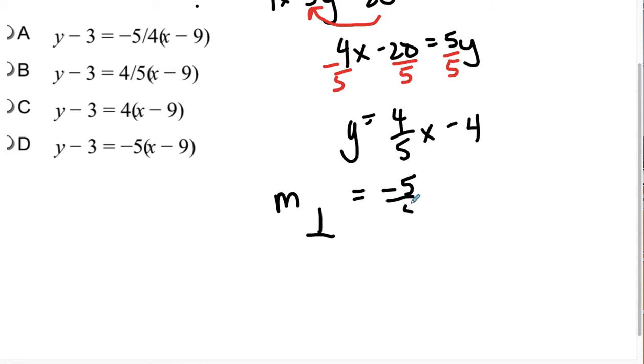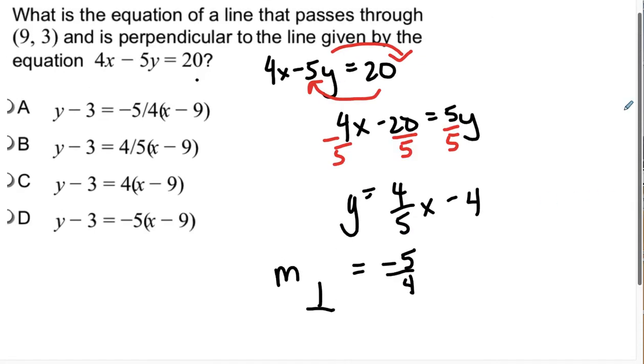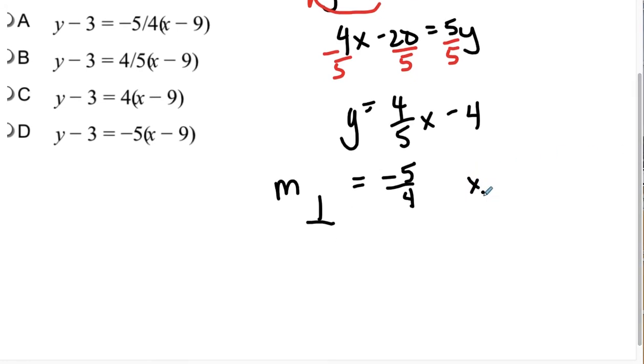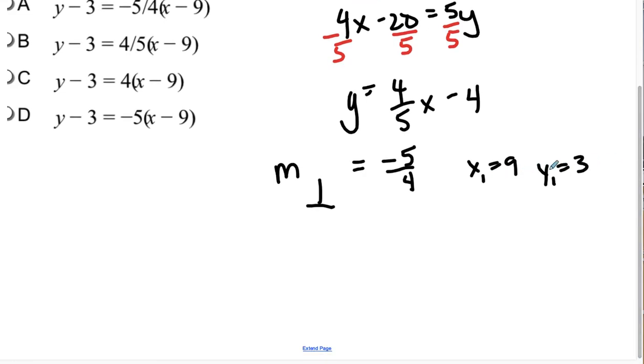So the slope that has to be perpendicular has to be its opposite and reciprocal, which is equivalent to negative 5/4. And now if you want it to pass through 9, 3, that means x sub 1 is equal to 9, and y sub 1 is equal to 3. At this point, because I'm given a point and a slope, I'm going to use the point slope form.